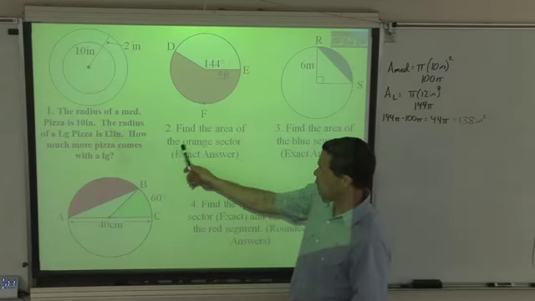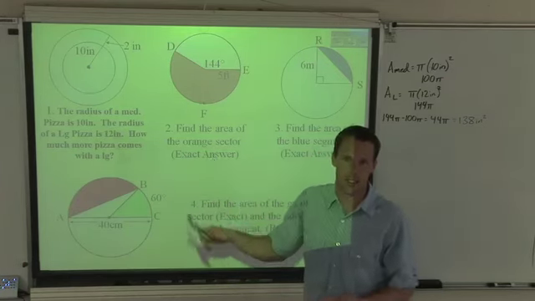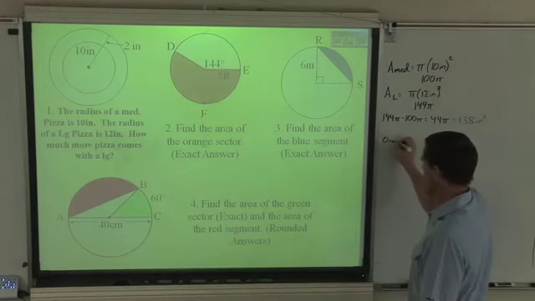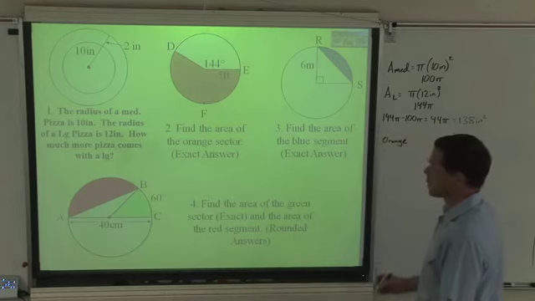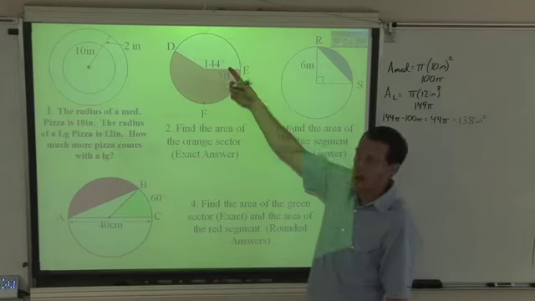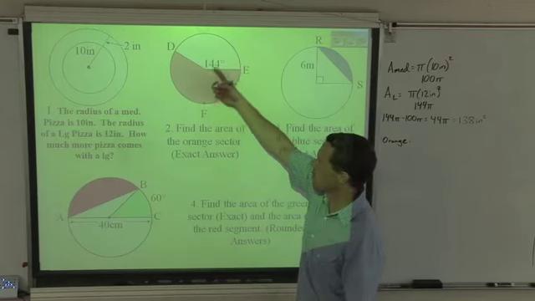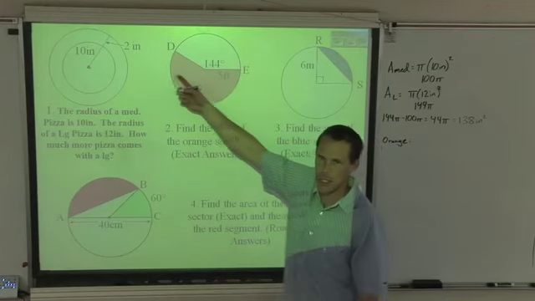All right, let's go to D. Find the area of the orange sector. Exact answer. I like exact answers. So this is going to be the orange. We have to find the fraction of the circle. I know this is 144. I need this one's measure.